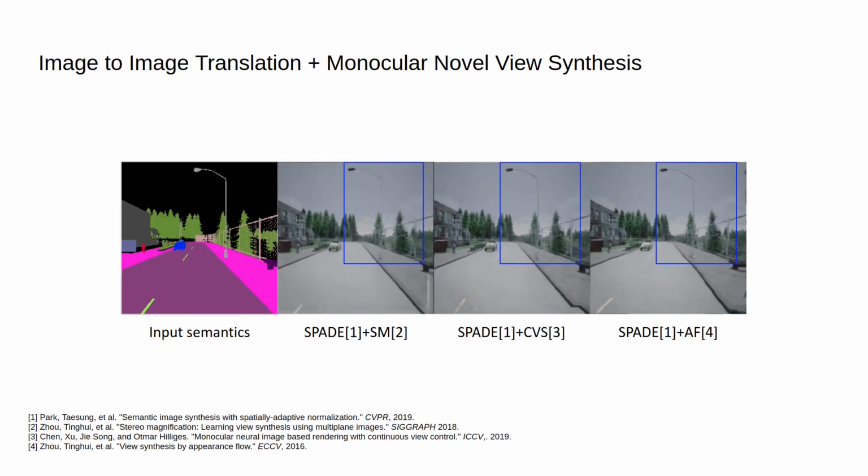However, we observe that the combination of image-to-image translation and monocular view synthesis methods results in unsatisfactory outputs. In this paper, we tested a combination of the state-of-the-art image-to-image translation method SPADE and 3 recent novel view synthesis methods. As shown in the results here, all of the methods fail to faithfully reconstruct thin structures in the scene.